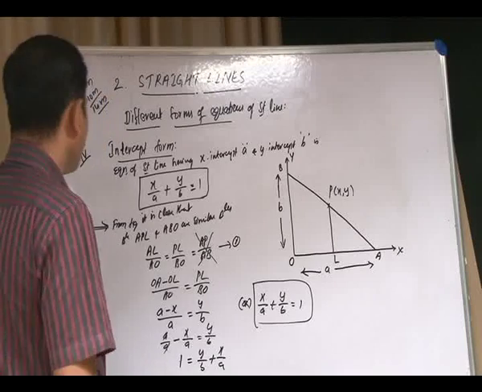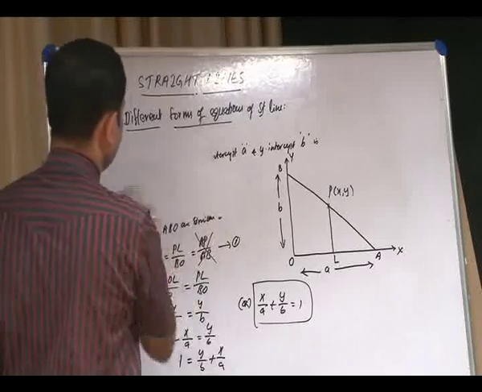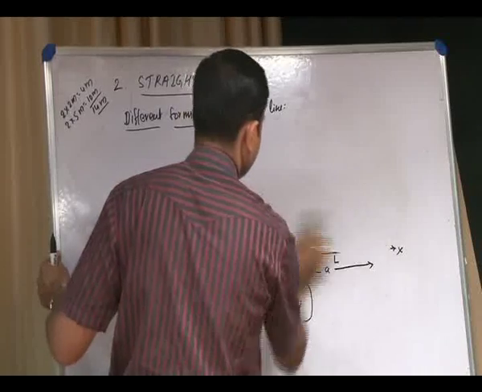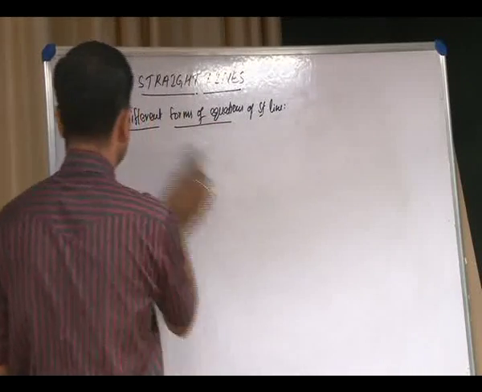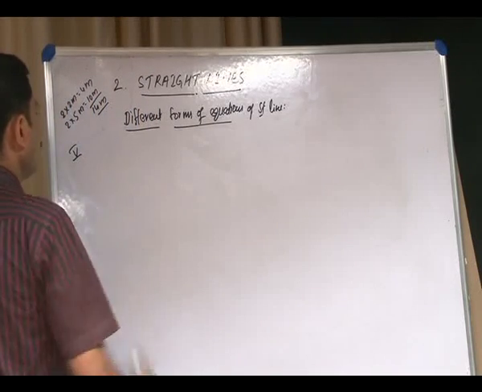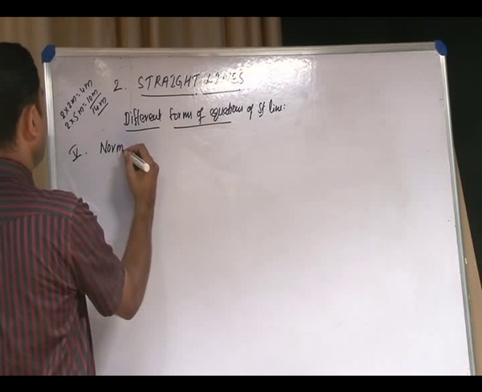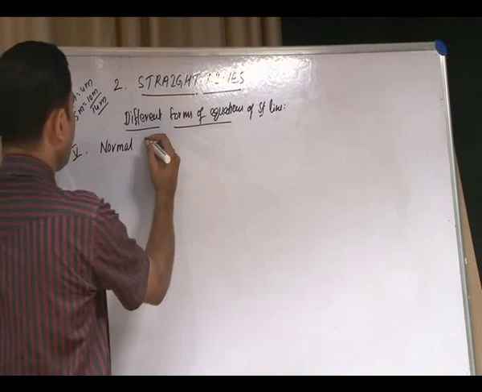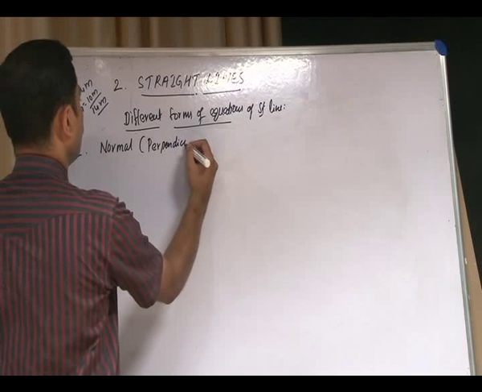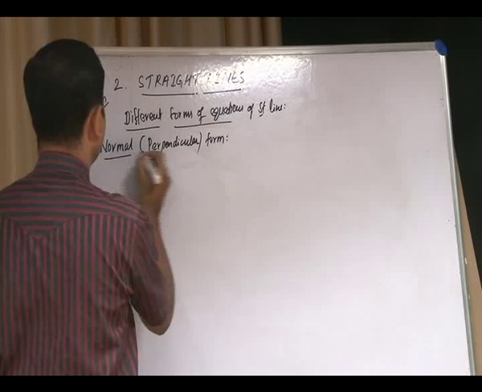And one more form is the last one, the fifth one, that is the normal form. Normal form, or it is also called the perpendicular form. Normal or perpendicular form of equation of straight line.